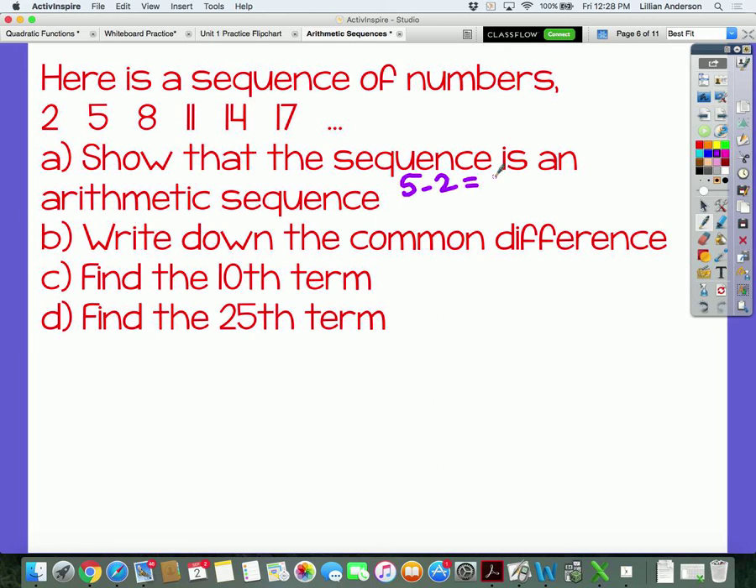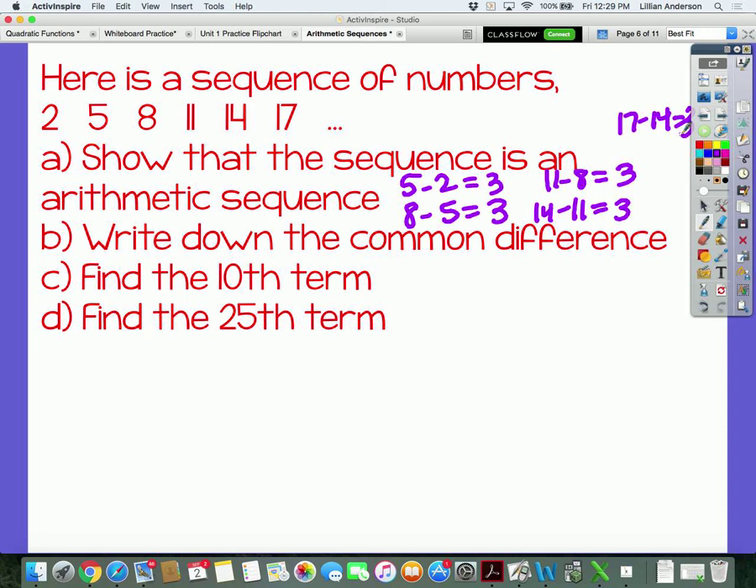5 minus 2 is 3. 8 minus 5 is 3. 11 minus 8 is 3. 14 minus 11, 3. 17 minus 14, 3. For anybody that's watching this video now who's not in class, you're probably like, do I really have to do that? Yes, you do. If you want the points, you'll do that. But if you can go without points, by all means, you don't have to do it. But you probably want to get as many points as you possibly can.